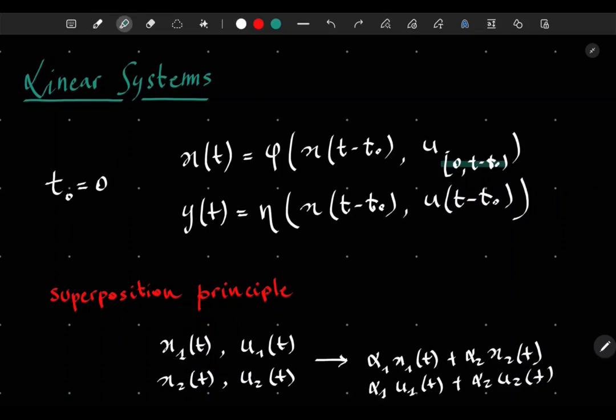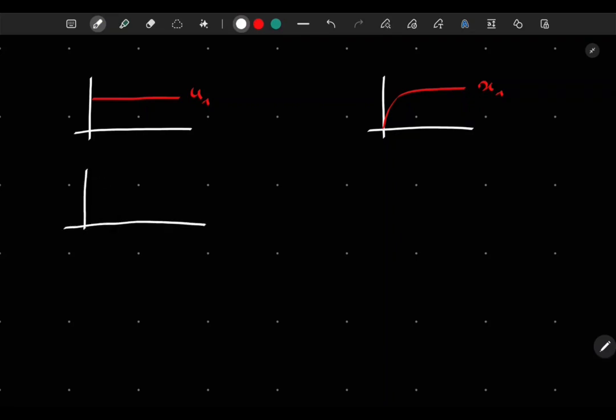Note that you can both scale the input to obtain a scaled version of the state, or you can also combine multiple inputs to obtain a combined version of the states which correspond to each of them. So imagine we have two different signals. Let's say that one of our inputs is, for instance, a step, which produces a response which looks like this in the state. And then assume we have another input, which is maybe a sinusoid, which produces another response in the state, which is also approximately sinusoidal.